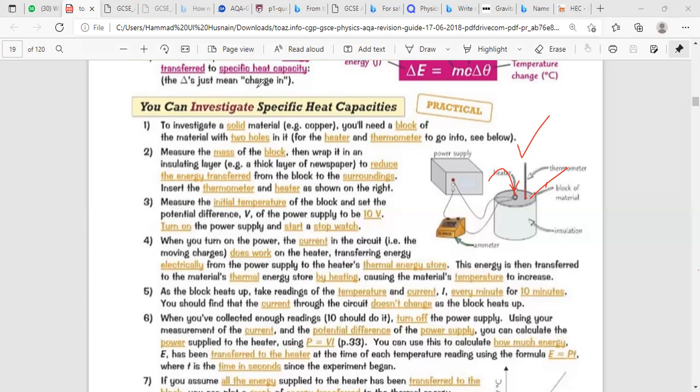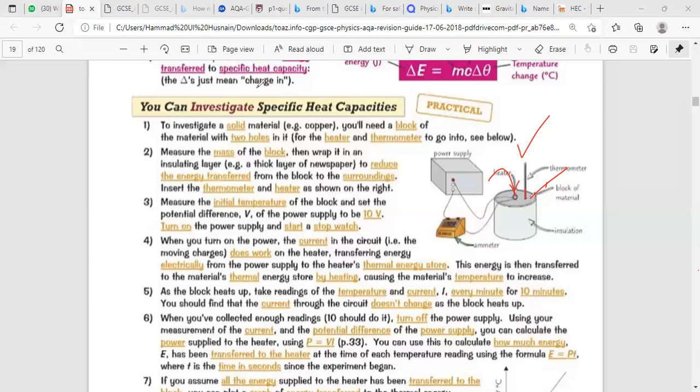Why are we doing so? If it is not insulated, whenever we heat a body, it will release its energy, or its heat, to the surroundings, as long as it cools down with the surroundings, or as long as it comes into thermal equilibrium with the surroundings. So that's why we need to insulate that body. And how do we do so? We just cover or wrap it with some insulating layer like newspaper or some plastic layers.